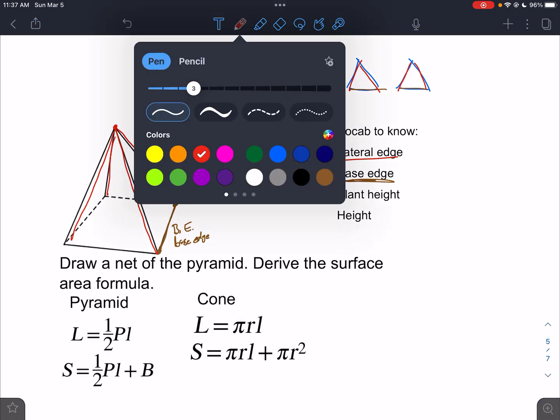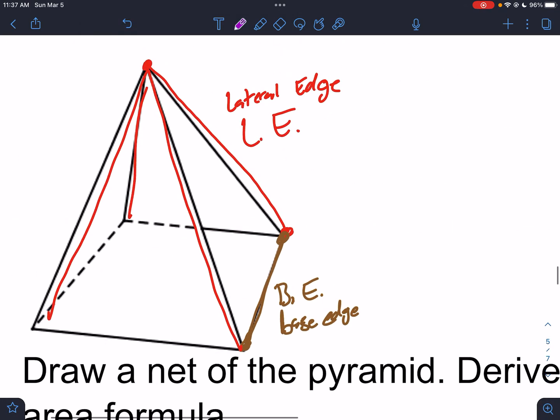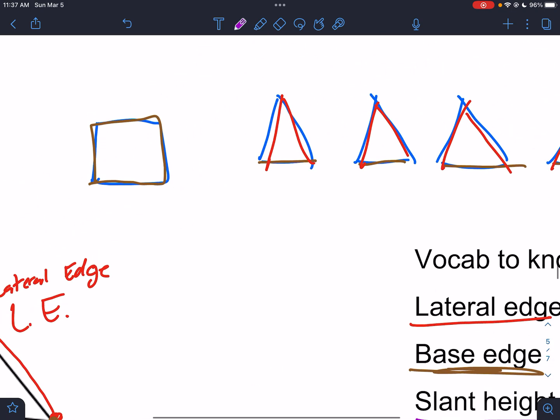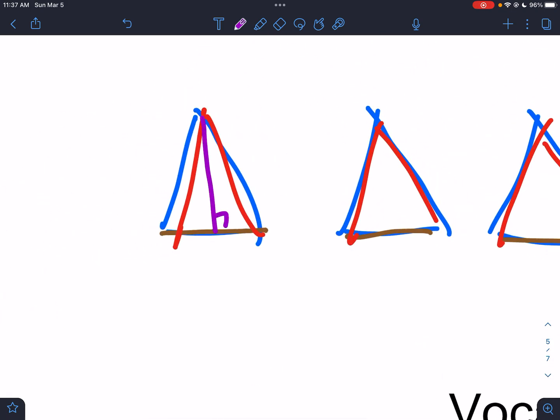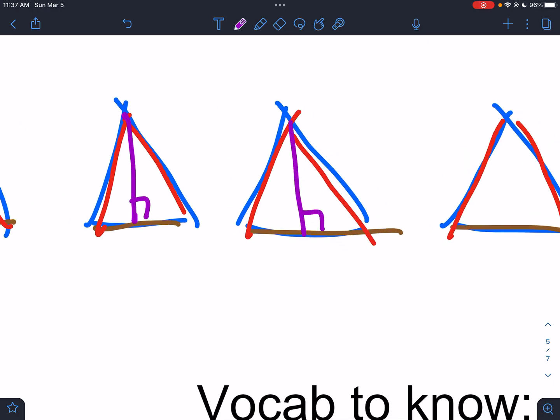And then we have something called a slant height. This is probably something you haven't messed with very much, but a slant height starts at the apex and slants to the midpoint of the bottom, and it's perpendicular. It's a height. That would be this line. It's called a slant height because it is a type of height. It's the height of the triangular face.